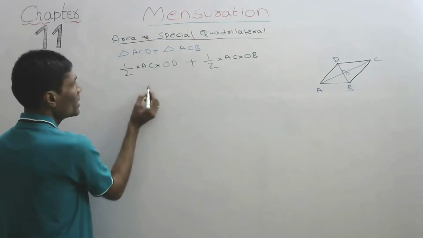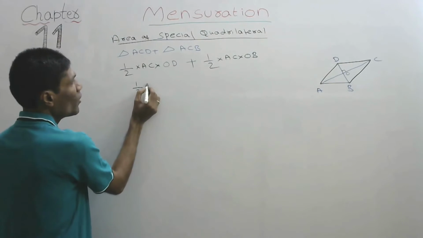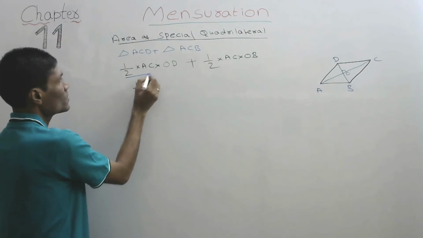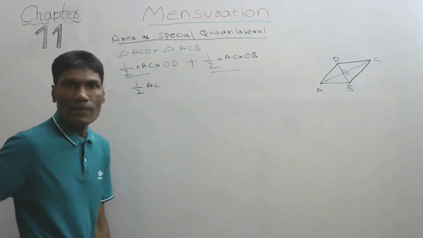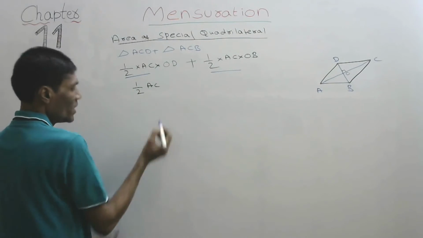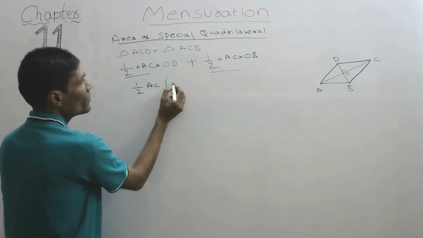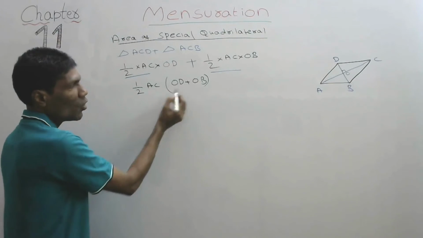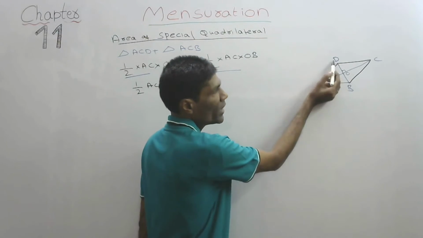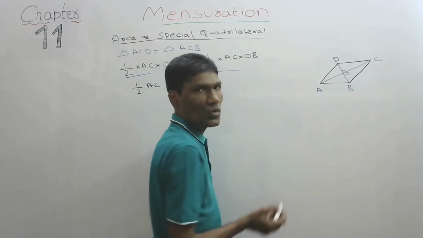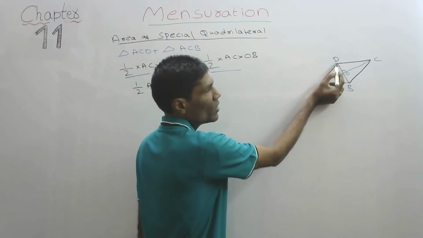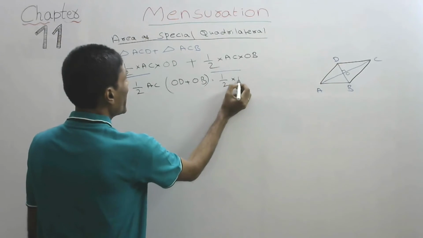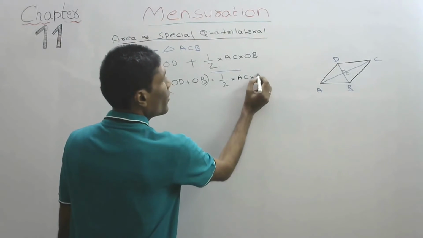Now, what is common here? Here the common factor is half into AC. When we take it as common, what are we left with? OD plus OB. What is OD plus OB? The sum of these two is BD. Simply BD. So this is half into AC into BD.